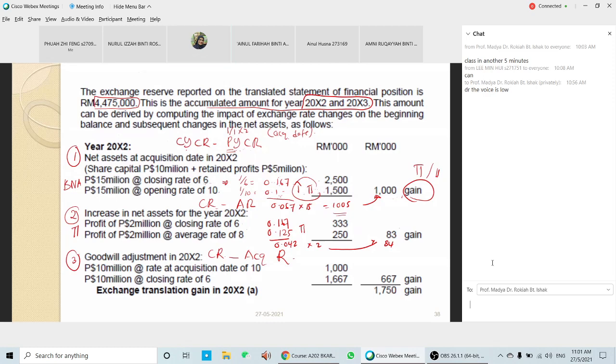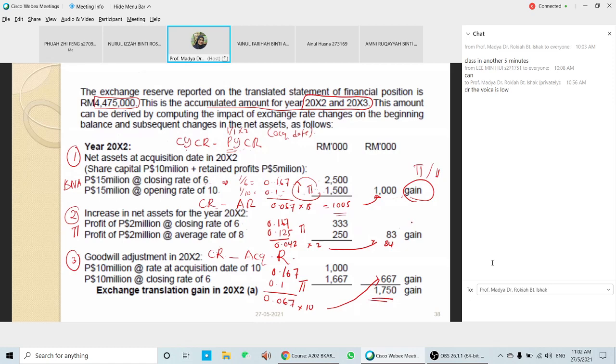And then for the goodwill here, we're going to compare between the closing rate and the acquisition rate. The closing rate that you have here is 0.167. Then the acquisition rate here is 0.1. So you're going to have 0.067 times 10 million. So you're going to have 667 here. This one is a gain. So the total gain that you have here is 1757.